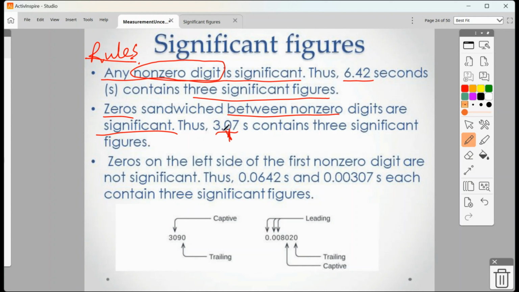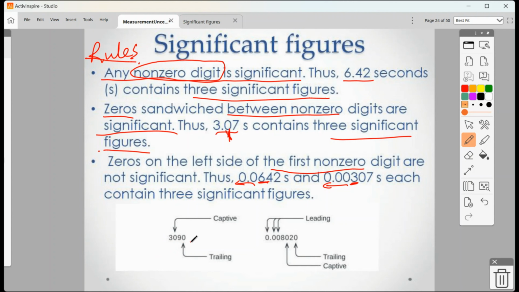Third rule, zeros on the left side of the first non-zero digit are not significant. For instance, the first non-zero digit is here. So on the left, these zeros are not significant. The first non-zero digit here, another example, is 3. So on the left, these zeros are not significant. We look at this number over here.